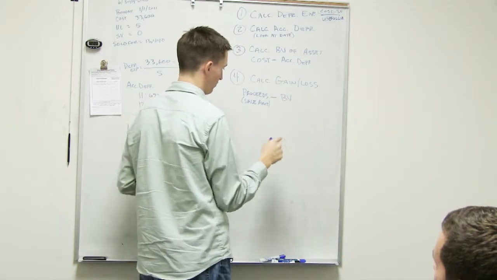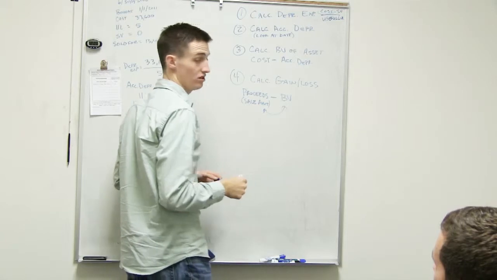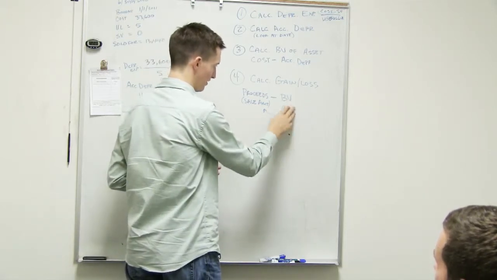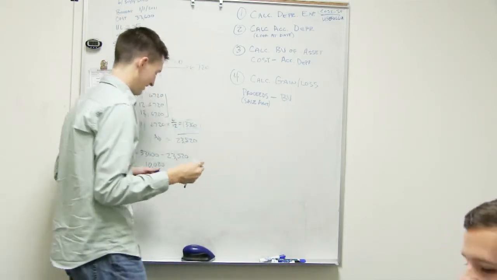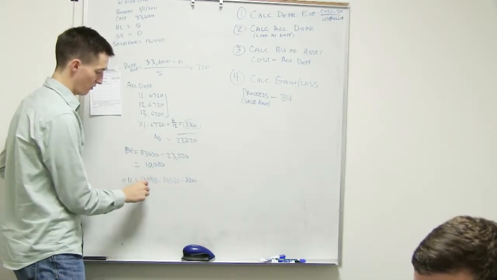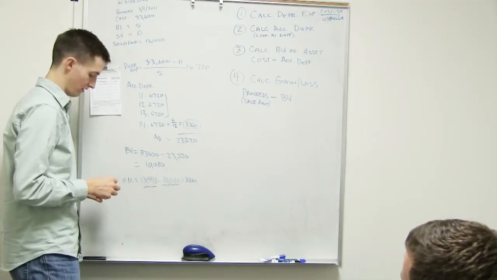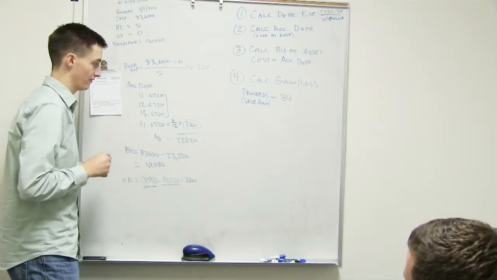Sometimes in your book, they'll switch these two. They used to, I don't know if the new book does or not. They took book value minus proceeds, and so a negative number would be a gain. But in this case, it is a gain because the amount we sold it for was more than the amount in our books.